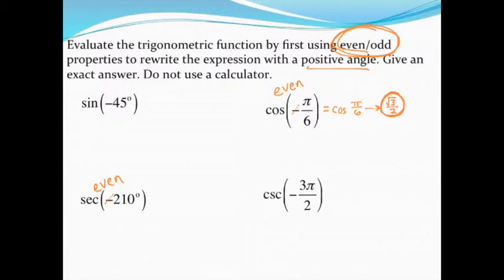Alright, so the secant one, again, secant is also an even function. So the secant of negative 210 degrees is the same thing as the secant of positive 210 degrees. So let's just go ahead and worry about that. I can ignore the negative. Well, it's not as great of a shortcut on this one because 210 is still not in the chart. So I would have to do this as a three-step problem. So I'll show you that.